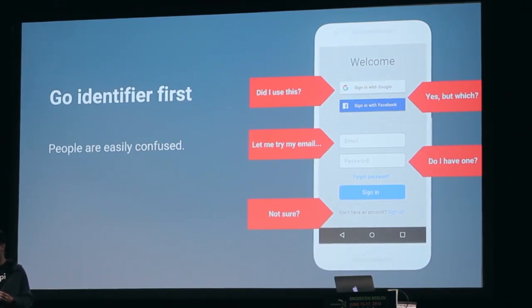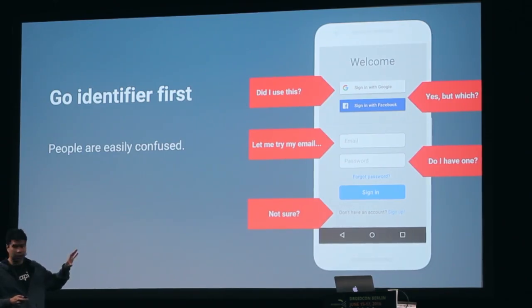Which button was it that I used last time? What happens if I pick a different button this time? Am I going to end up with duplicate accounts? Am I going to have to link accounts together? What does linking accounts actually mean? Or am I just going to end up in an error state? So what could we do here to try to make this easier?